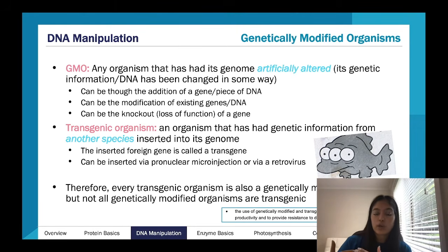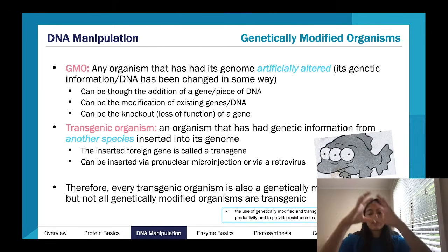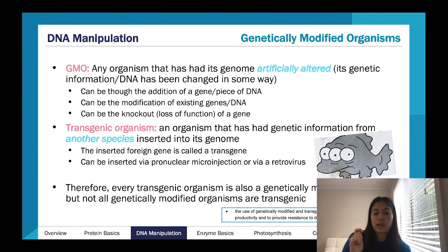A transgenic organism is a specific type of GMO. So understand that transgenic organisms are also genetically modified organisms. Think of it like an umbrella, because with a transgenic organism, think of transgenic, you've got a gene that's come from another species, and that's being put into another organism.